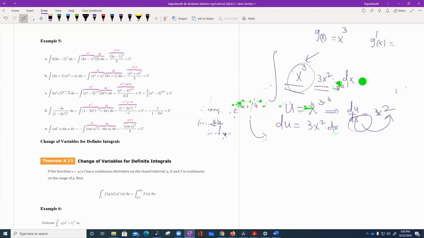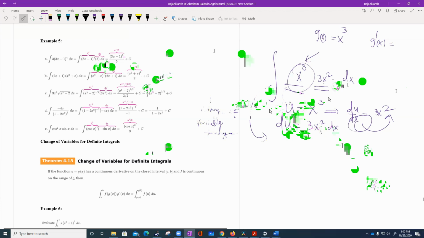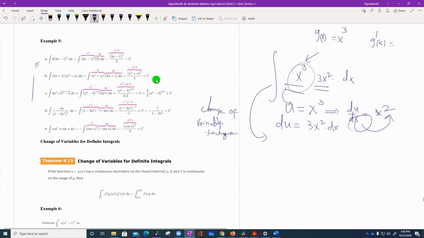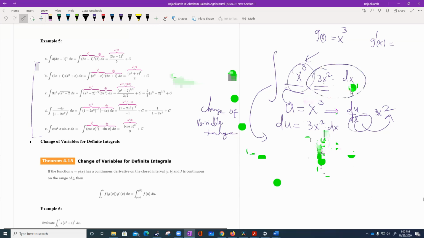This technique will make it easier for you to handle the problem. So whenever you see a function and its derivative nearby, use the u substitution. We call that u substitution. There are plenty of examples given here, so why don't you go through and understand how they apply these change of variable techniques. So if this is the case, I could replace 3x squared times dx with du. So this is going to be du.